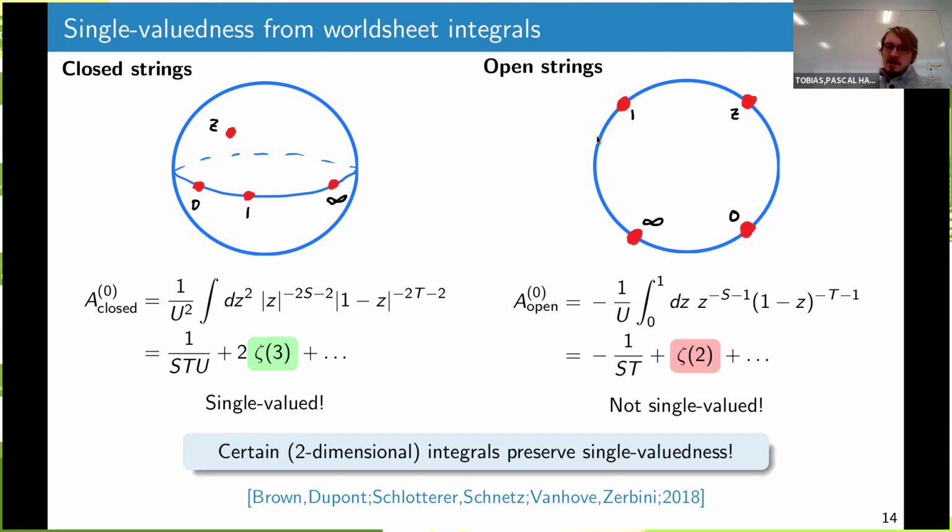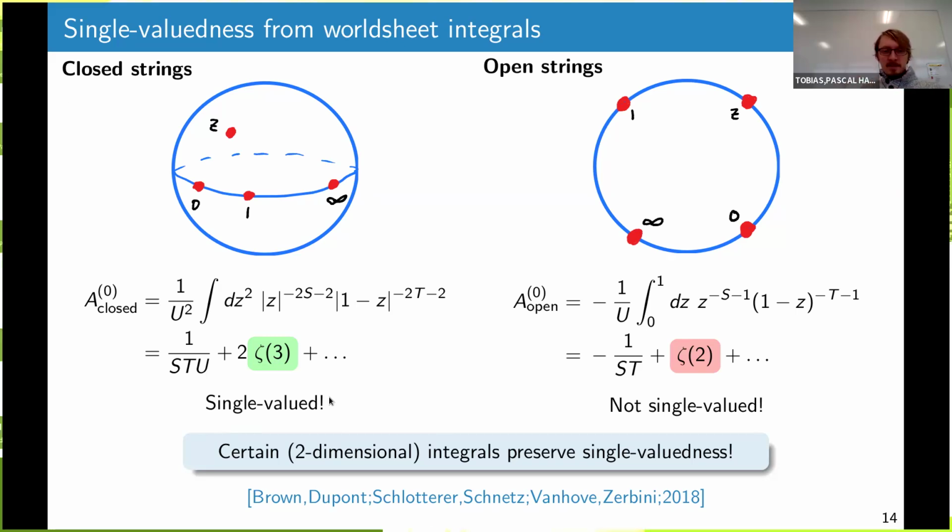For the open string, we have the disk with all vertex operators inserted at the boundary, and the one that is not fixed is integrated from 0 to 1, between 2 of the other vertex operators. And these kinds of integrals have been studied by many people, and they found that certain 2-dimensional integrals preserve single-valuedness, and the closed string worldsheet integrals are of this type. So that's the reason why closed string amplitudes have only odd zeta values.